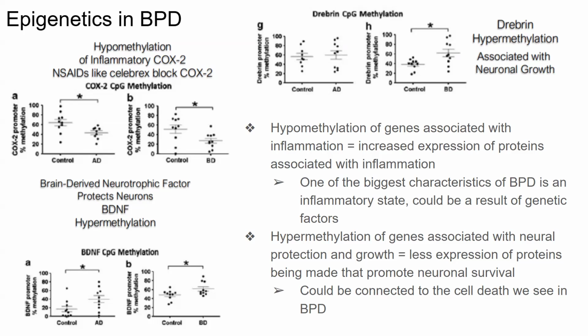Okay, so increased protein expression of genes that are inflammatory or proteins that are bad for you, and then decreased expression of proteins that are neuroprotective and are good. We understand methylation. I know it gets a little tricky, so if you guys have any questions, please don't be afraid to ask.